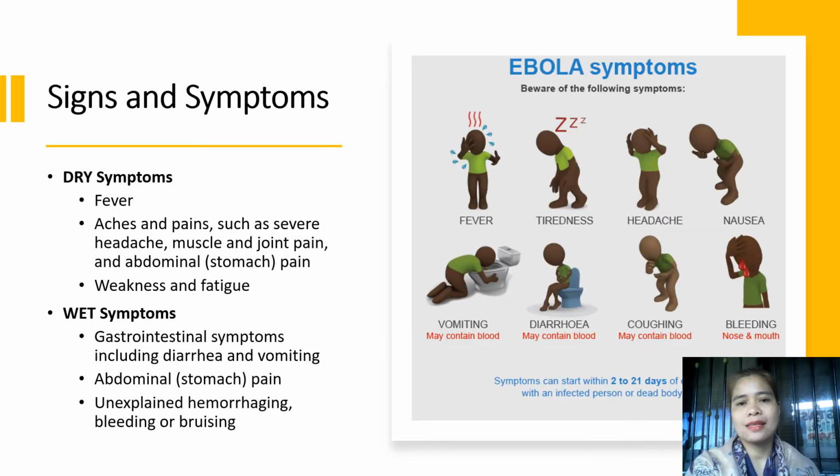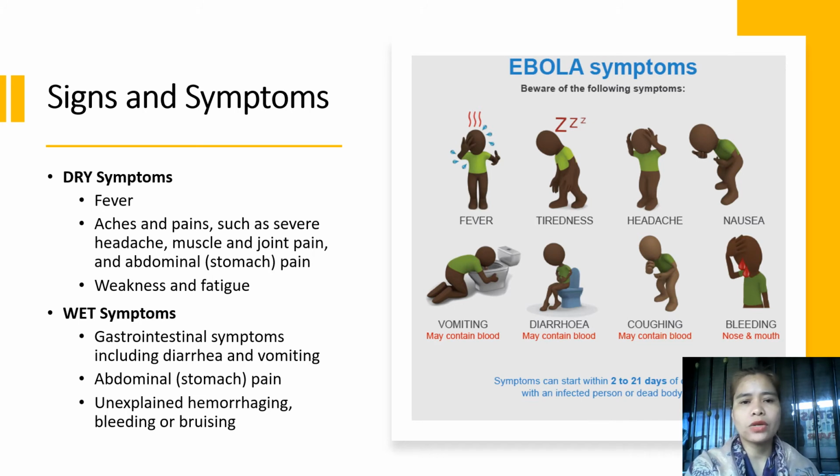So what are the signs and symptoms of Ebola virus? Symptoms may appear anywhere from 2 to 21 days after contact with an infected individual or with the virus, with an average of about 8 to 10 days. This course of illness typically progresses from dry symptoms initially, with fever, aches and pains such as severe headache, muscle and joint pain, abdominal pain, weakness, and fatigue. And then it usually progresses to wet symptoms such as diarrhea and vomiting.